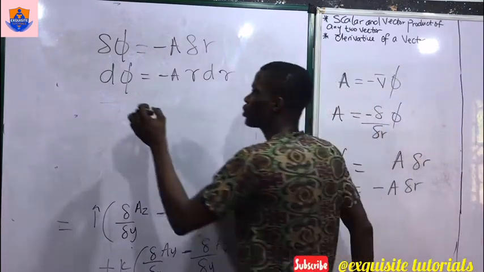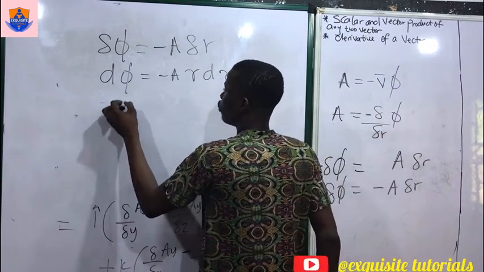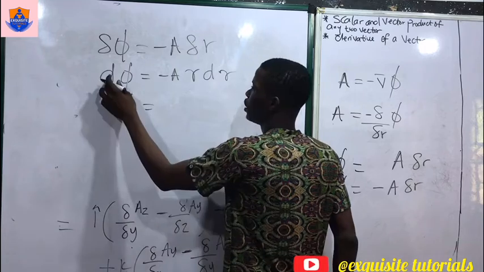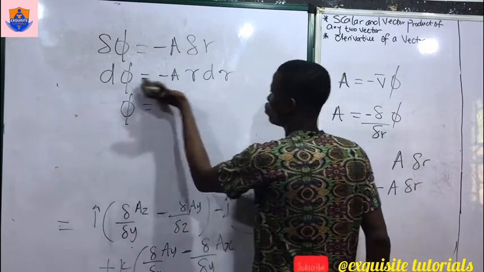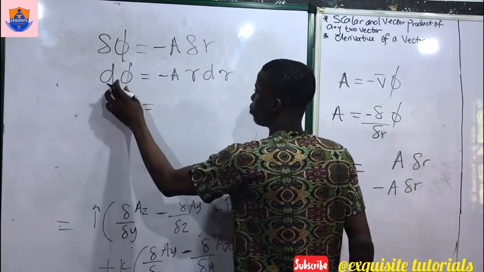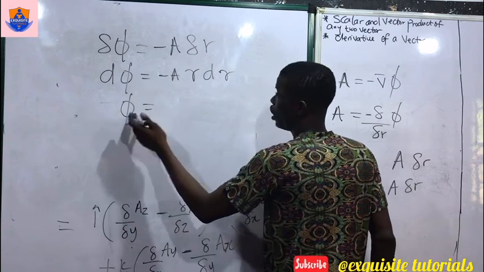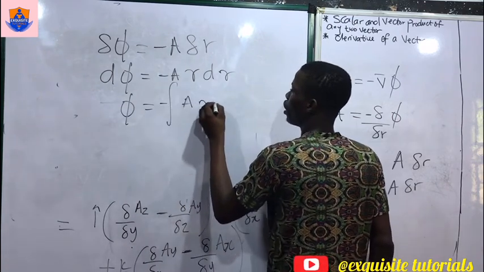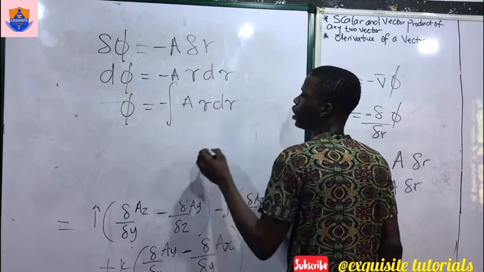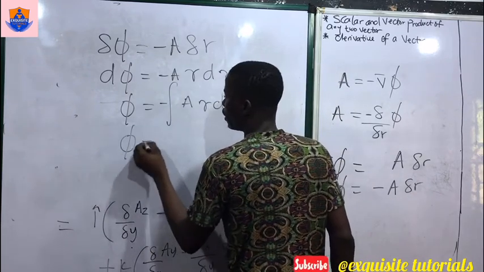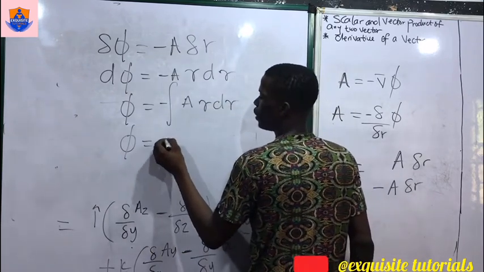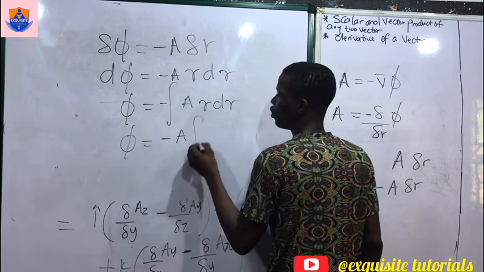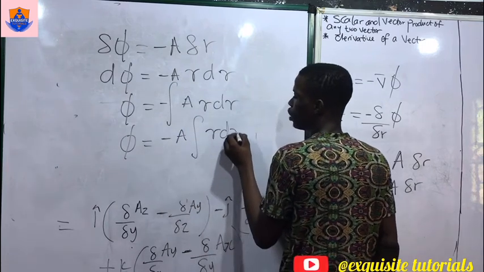So in order to get my phi normally, I will have to integrate. Remember, this function is equal to this. So in order to get my normal phi value, I will have to integrate the whole of it, minus A r dr. So our phi is equal to minus A integral of r dr.